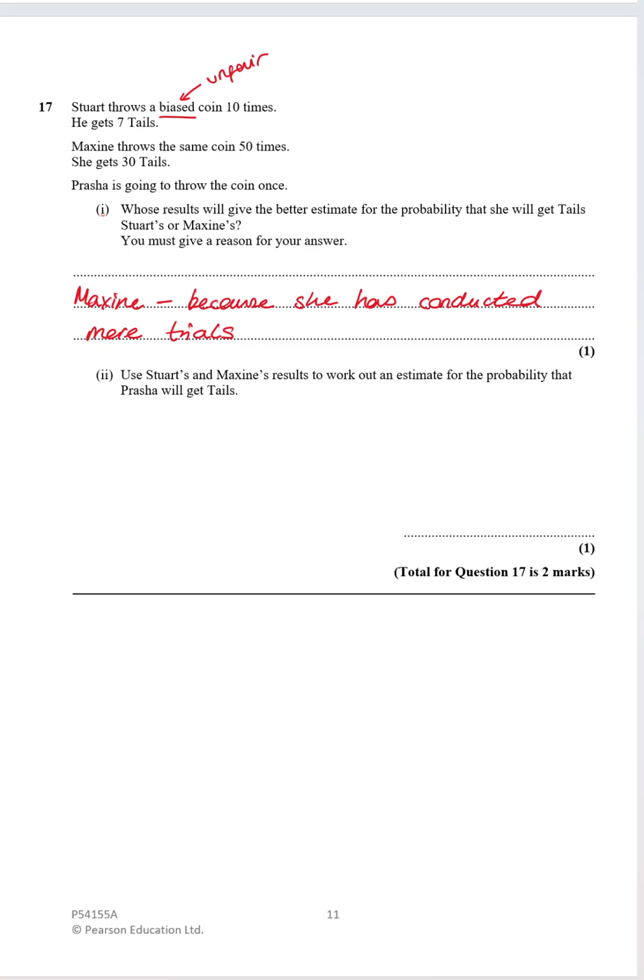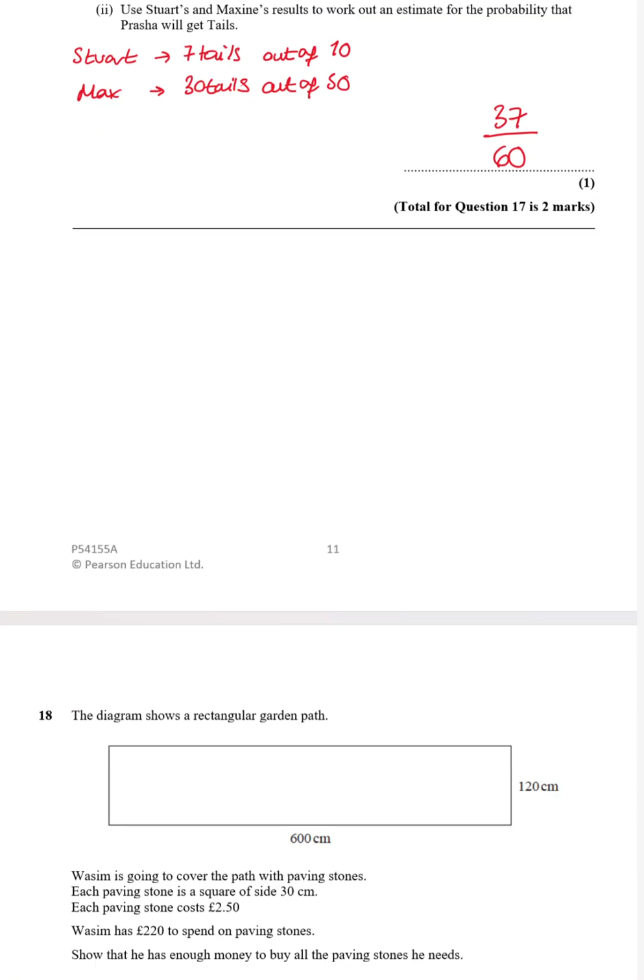That's absolutely fine. Use Stuart's and Maxine's results to work out an estimate of the probability that Prasha will get tails. So I know that Stuart, he got 7 tails out of 10. And I know that Maxine, she got 30 tails out of 50 times. Okay, so in total, they've both thrown the coin together 60 times. And between the two of them, they've got 7 and 30, they've got 37. My estimate for the probability would be 37 over 60.